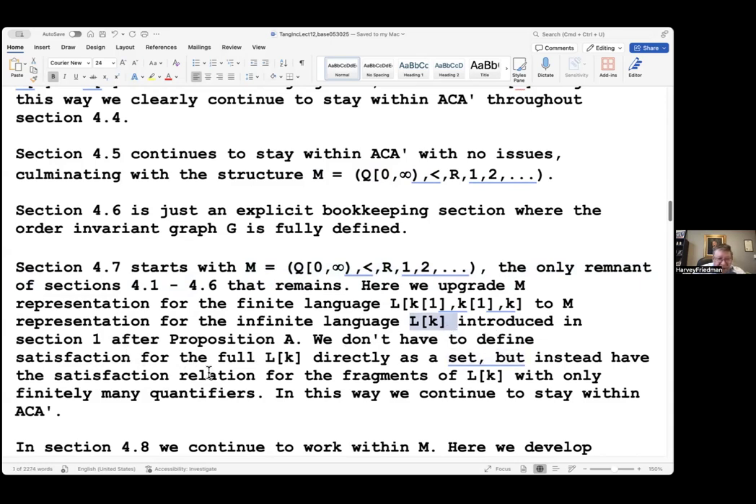Now, we don't have to define satisfaction for the full L of K language directly as a set, but instead have the satisfaction relation for the fragments of L of K with only finitely many quantifiers. In other words, we just need partial satisfaction sets. And that way we stay within ACA naught. Partial satisfaction relations is good enough.